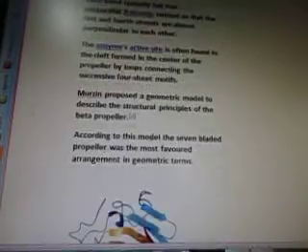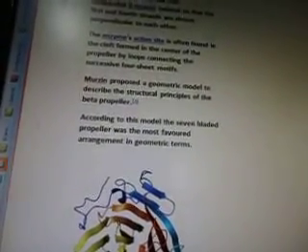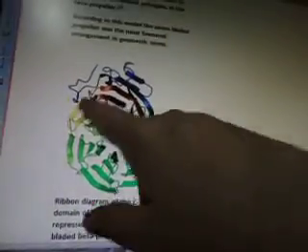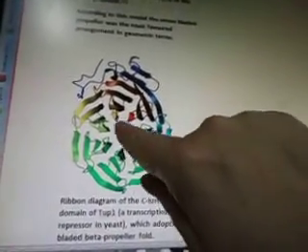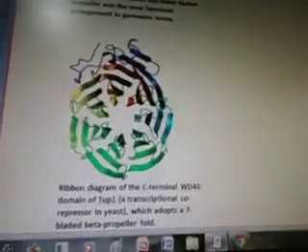The active site is often found in the cleft formed in the center of the propeller by loops connecting the successive 4-sheet motifs. Murzin proposed a geometric model to describe the structural principles of the beta propeller. According to this model, the 7-bladed propeller was the most favored arrangement in geometric terms. So you see how it goes in a circle pattern and then it has a circle in the middle? This would be your core area. And this is showing how to create the rotation around it, I believe.